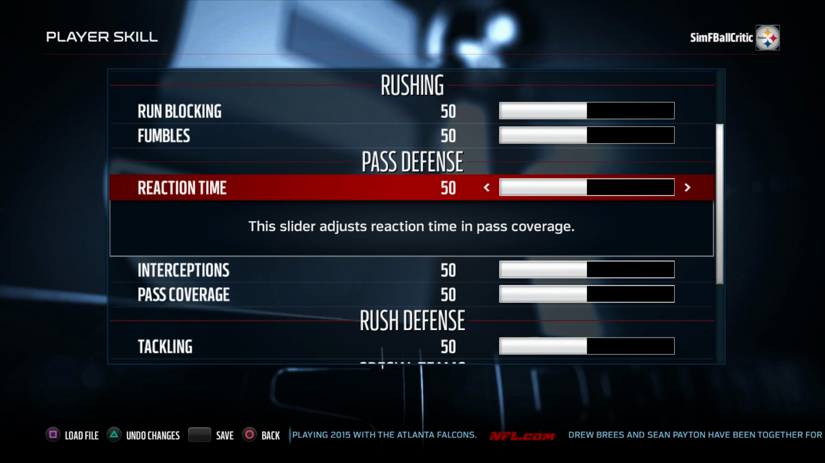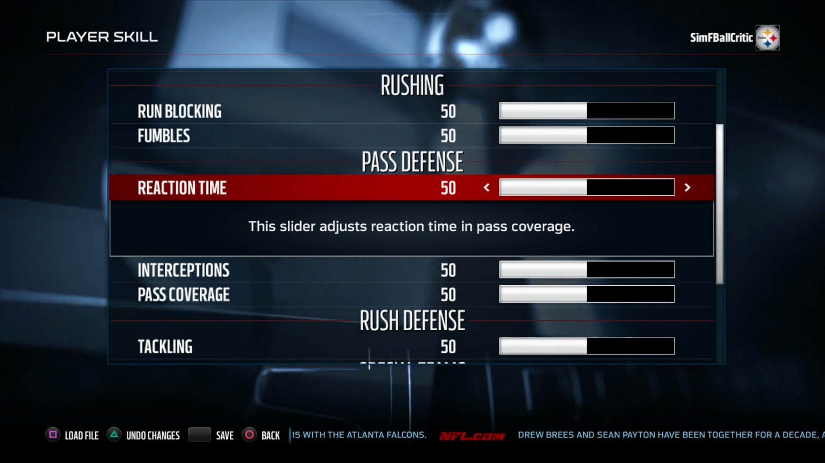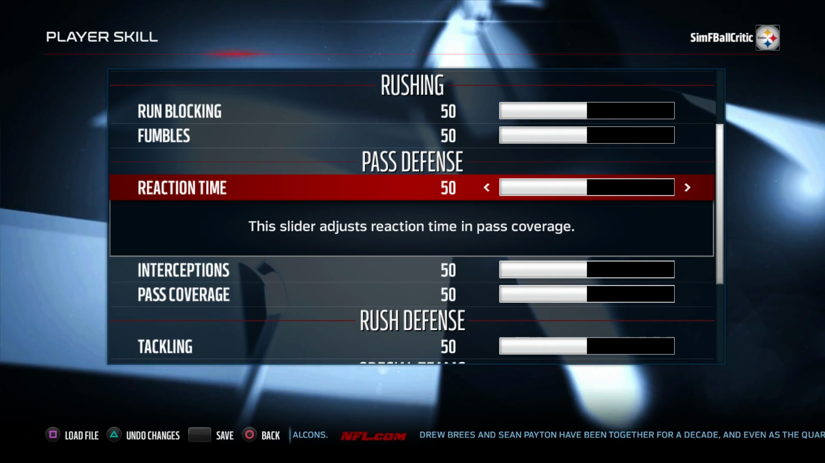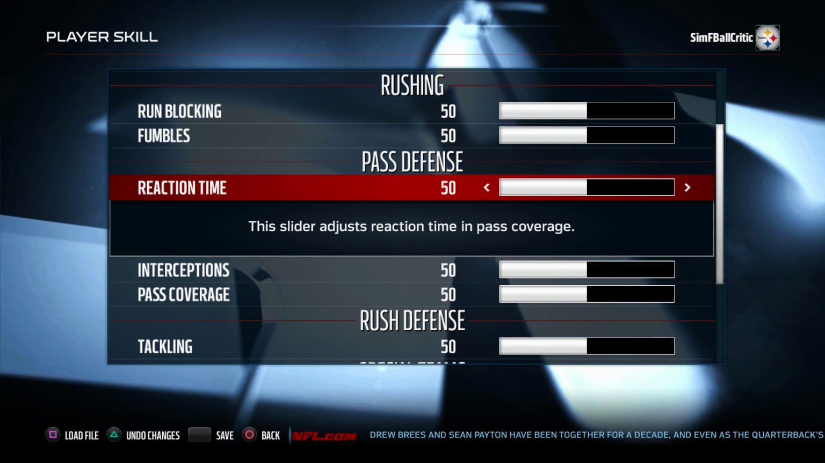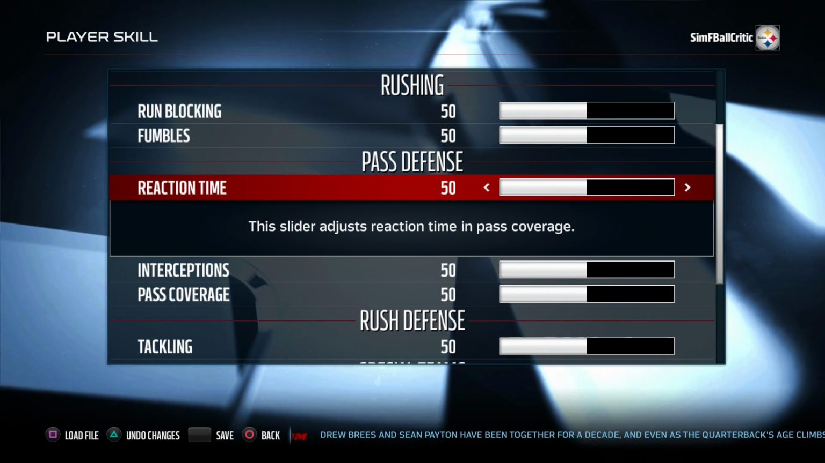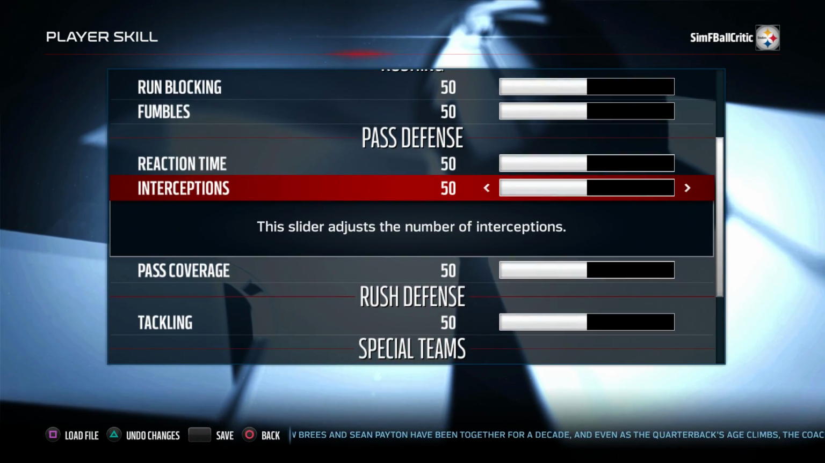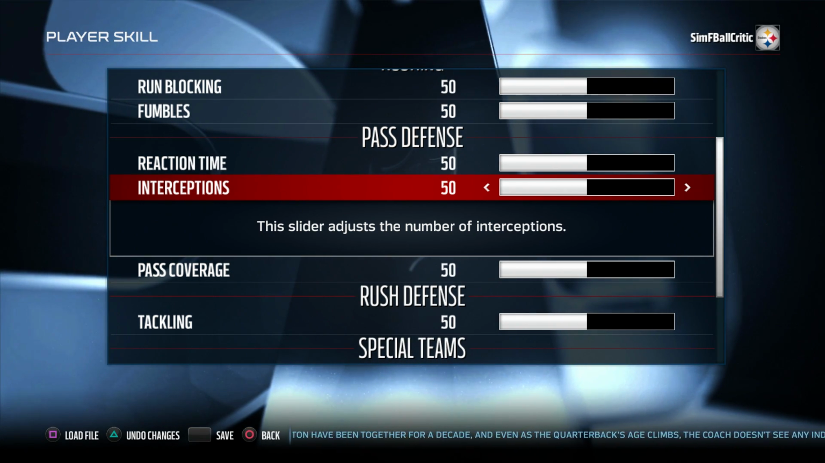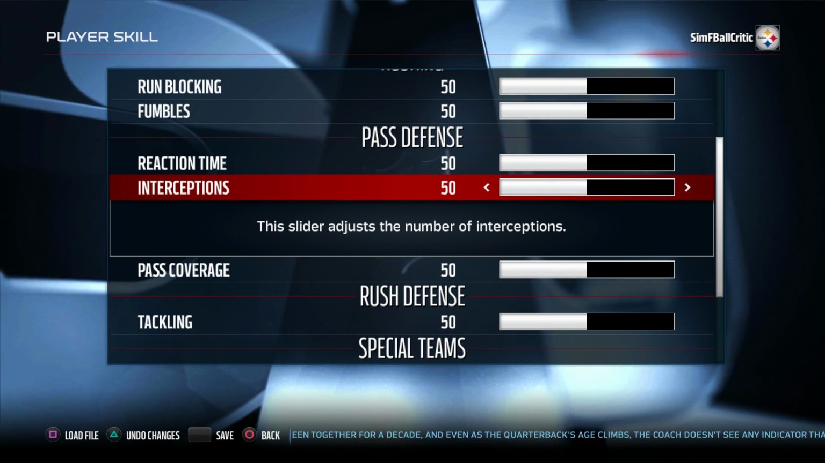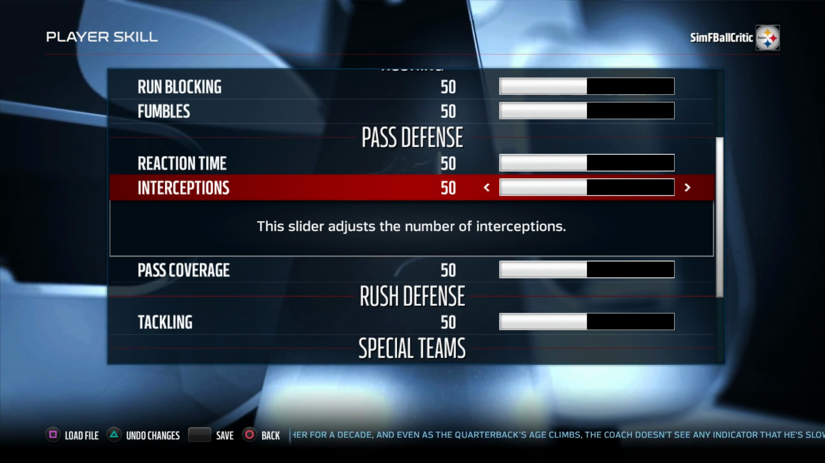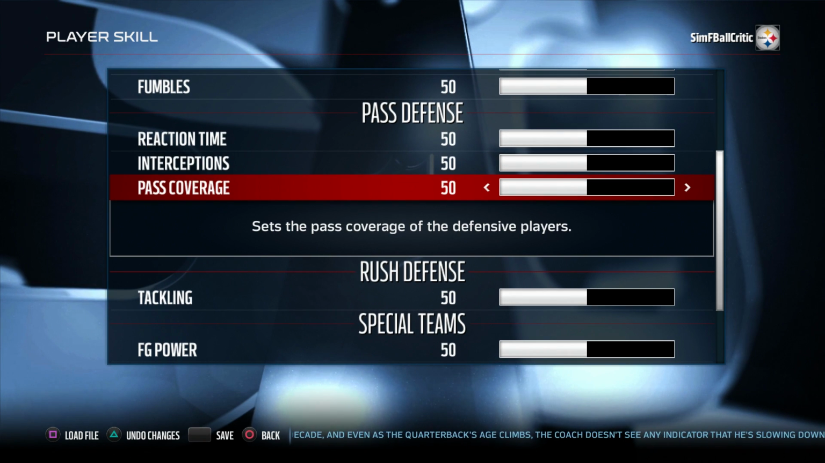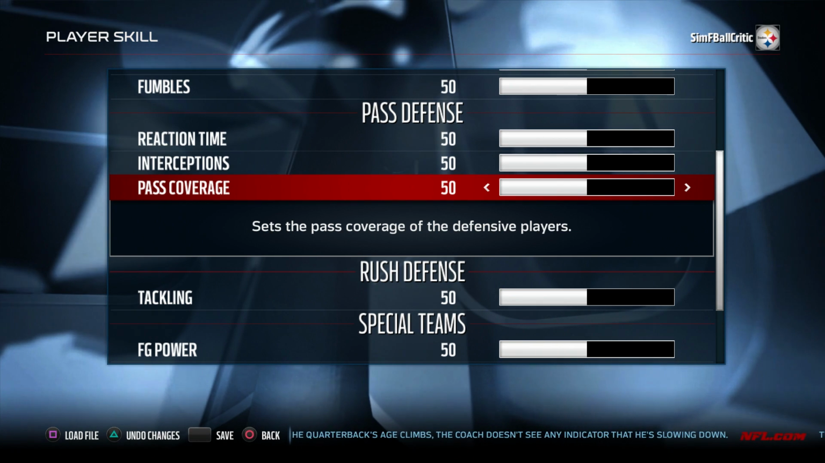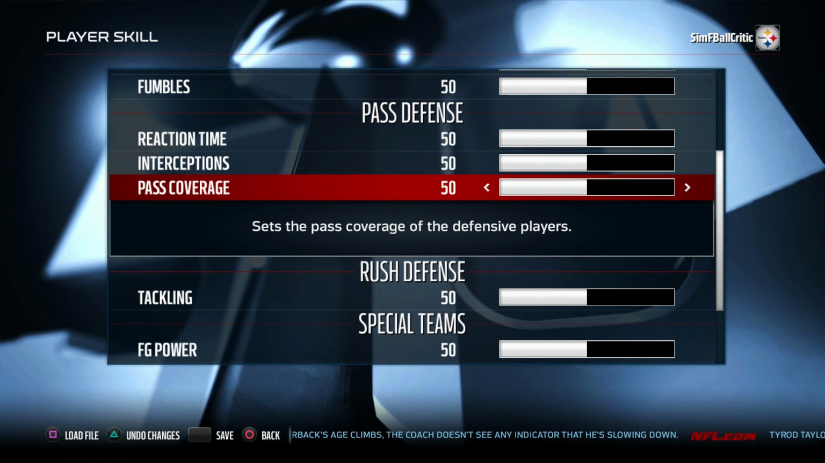Now here's the answer. The player skill affects your team. Whatever you have those sliders set to, that affects your team. And then the CPU skill is any other CPU opponent and their team, right? So if you have pass coverage at 20 for yourself, then that's how your guys are going to perform, even your CPU players. I've had the opportunity to speak to some of the engineers on the Madden team, and I've gotten this explanation. I thought it was very important for me to make a quick video to explain that to you guys, just so you know.